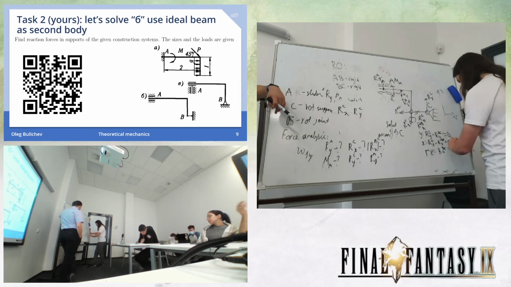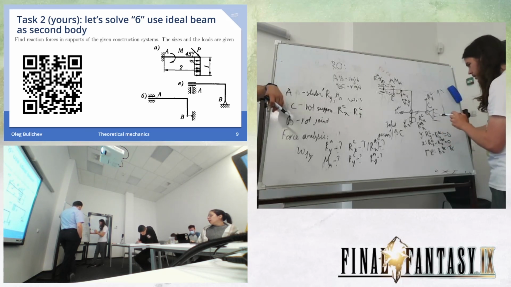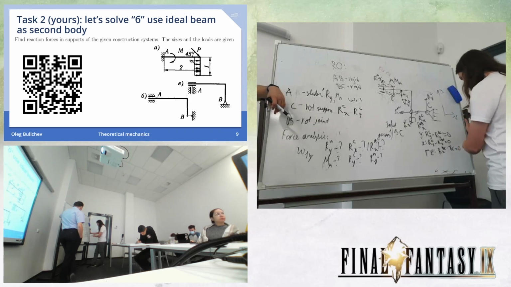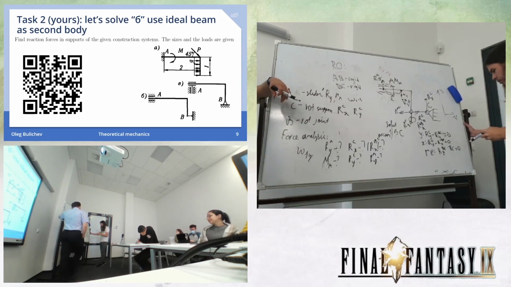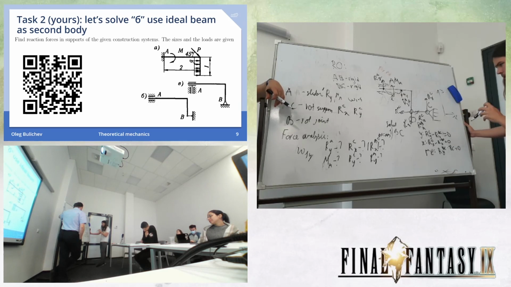I'm not sure. We didn't get a torque or a moment. It's a pin joint effect. If you hide this body, yes, you can move, because it's like a joint.